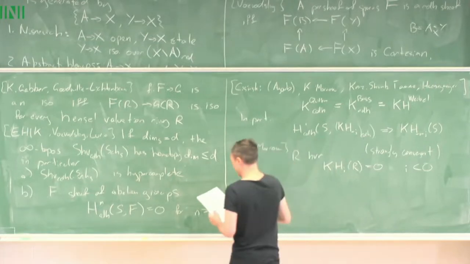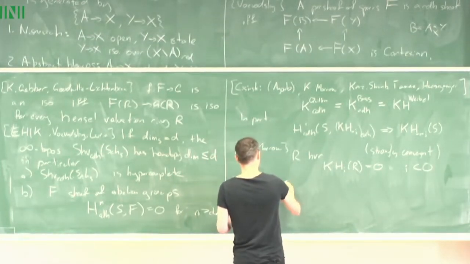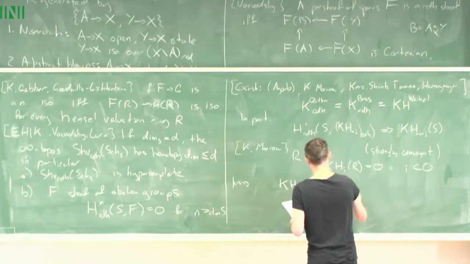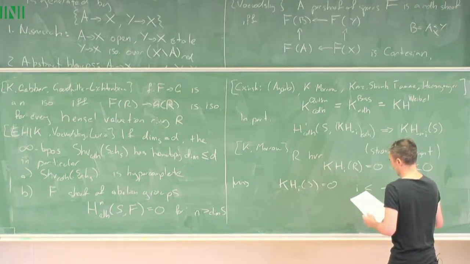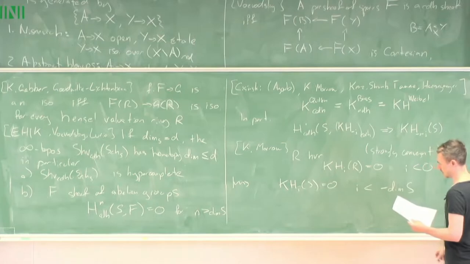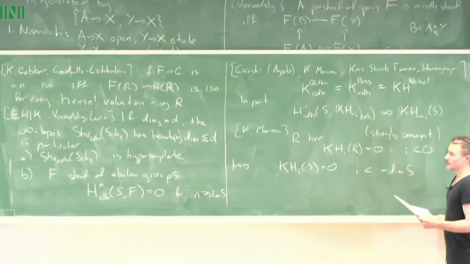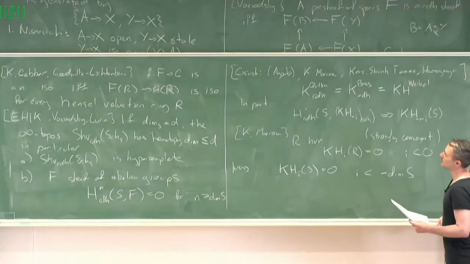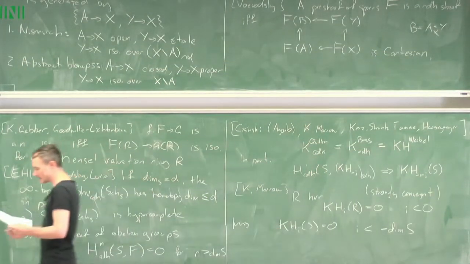So when you put all of these together, you get KH I of S is zero for I smaller than minus the dimension of S. Okay. So yeah, maybe I should have written these on the sideboards, but so that's the end of the, okay.